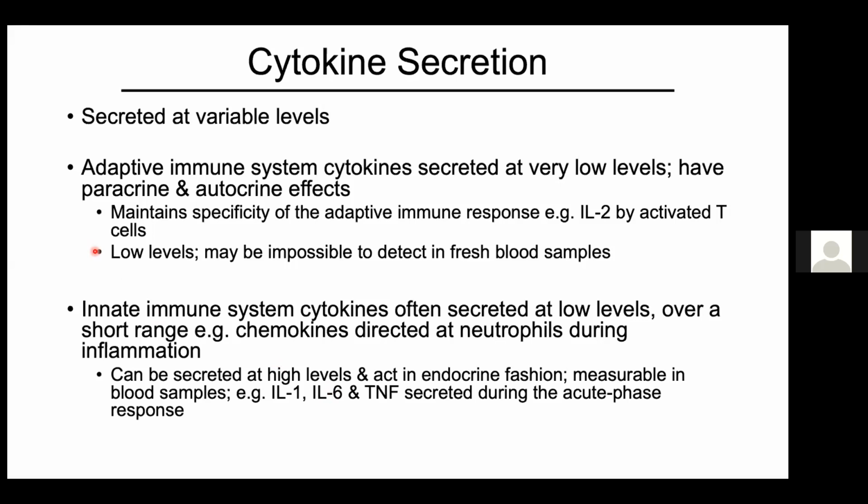For the adaptive immune system cytokines, they're also secreted at low levels and would have paracrine and autocrine effects. Usually, even if you have severe infection, you don't get them being secreted in very large amounts. So it would be very impossible to detect them in fresh samples. You hardly get them acting in an endocrine fashion, okay?